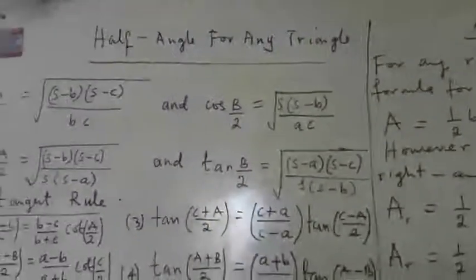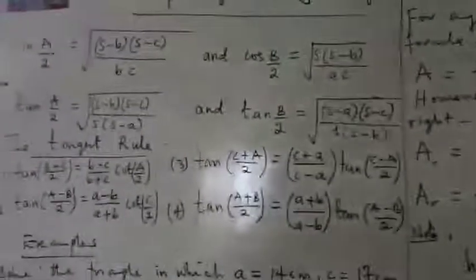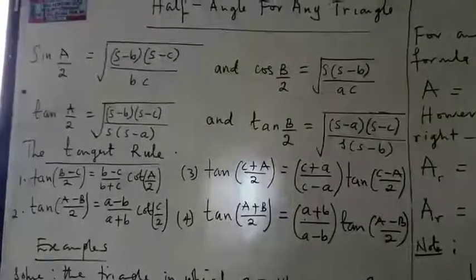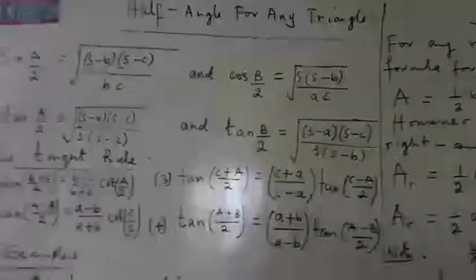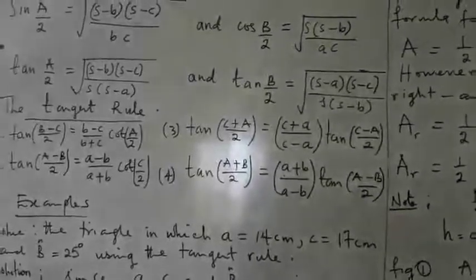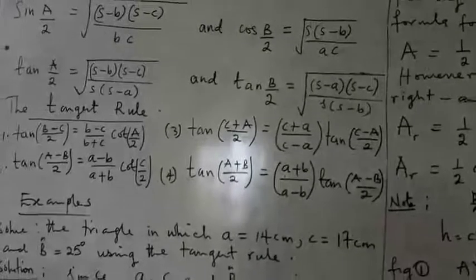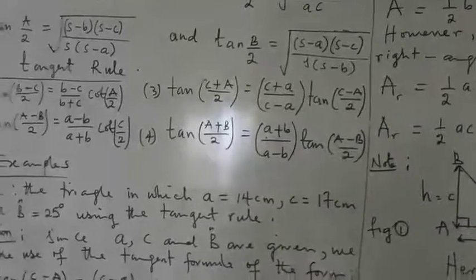Now let's look at the half angle formula for any triangle. The half angle formula is given as sin A over 2, which is root s minus b into s minus c over bc, and cos B over 2 is given as root s minus c into s over ac. Similarly, tan A over 2 is given as root s minus b into s minus c over s into s minus a, and tan B over 2 is given as square root of s minus a into s minus c over s into s minus b.